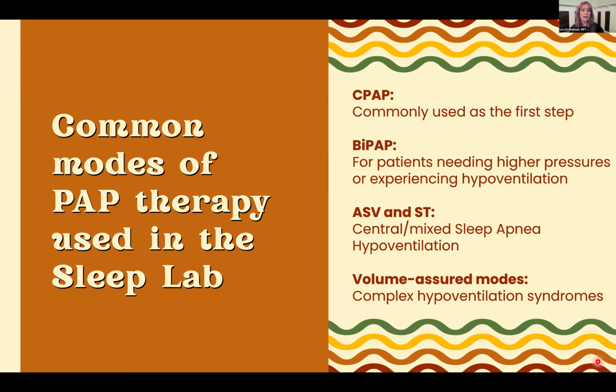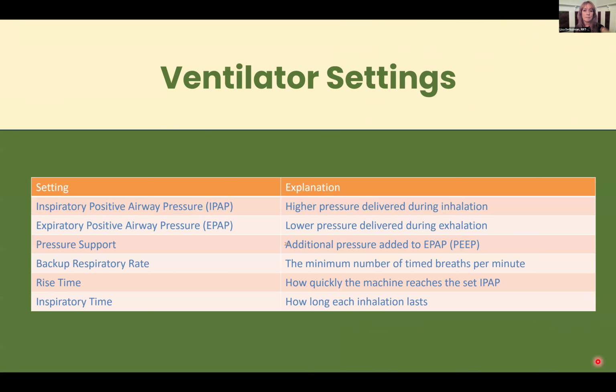Volume assured modes, your AVAPs, your IVAPs, those we actually use a lot in our lab. We have a lot of neuromuscular patients, respiratory failure, restrictive lung disease, and occasionally some obesity hypoventilation syndrome. Those patients with hypoventilation syndromes, and especially if they're complex, can get a lot of improvement and relief from your volume assured PAP.